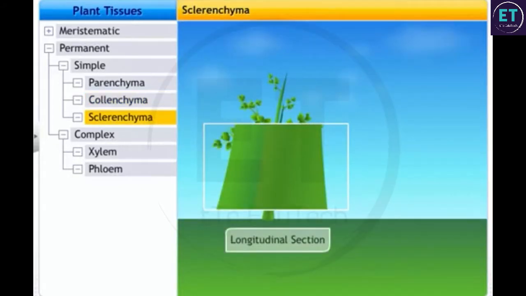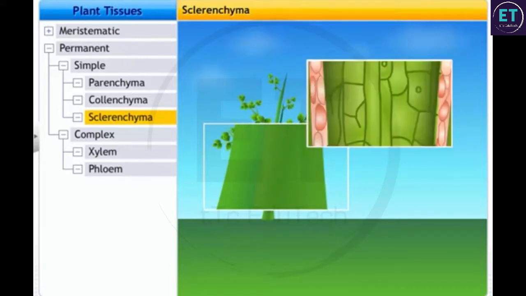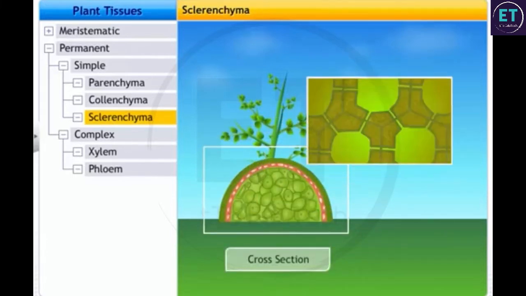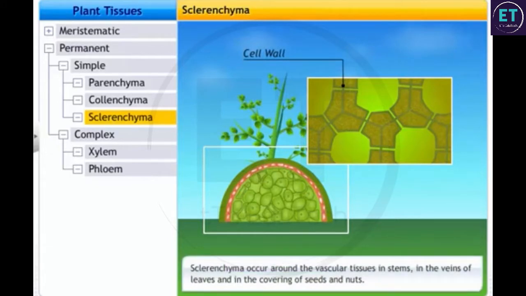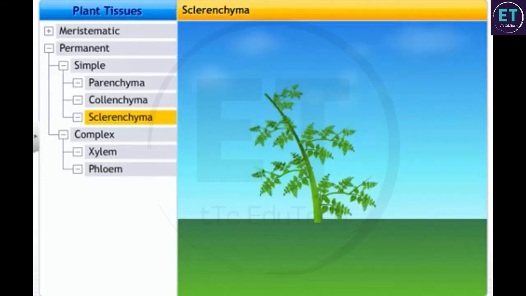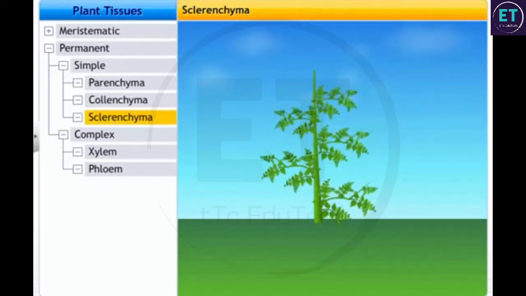These are Sclerenchyma cells, the third type of simple permanent tissues. These are long, narrow cells with no intercellular spaces. Sclerenchyma is a dead cell with deposition of lignin in the cell wall. They occur around the vascular tissues in stems, in the veins of leaves, and in the covering of seeds and nuts. These tissues provide strength to the plant.